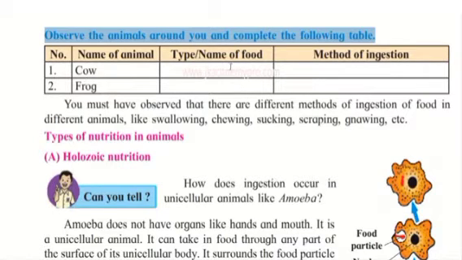Now, cow, what does a cow eat? Cow eats grass and hay, isn't it? And how does it eat it? It chews the food, isn't it? We have seen the cows chewing their food. What about the frog?